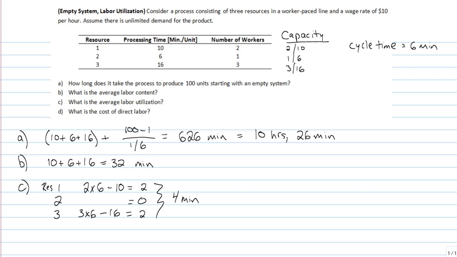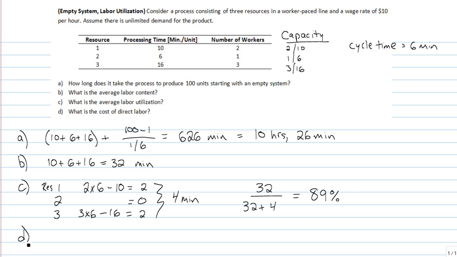Now, to calculate the average labor utilization, we must take the labor content of 32 minutes and divide it by the labor content plus the idle time of 4 minutes. That is equal to an average labor utilization of 89%.